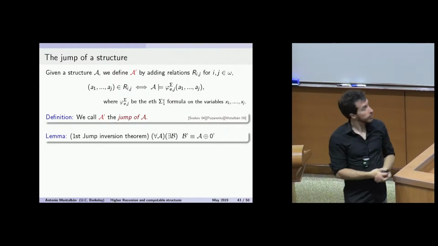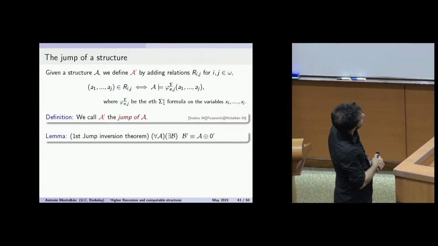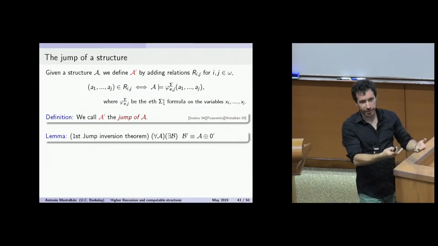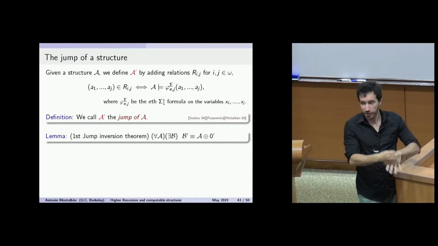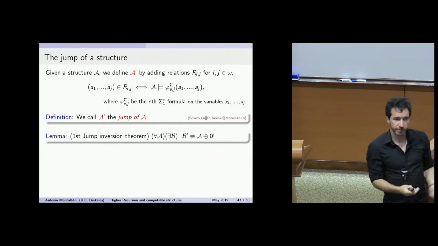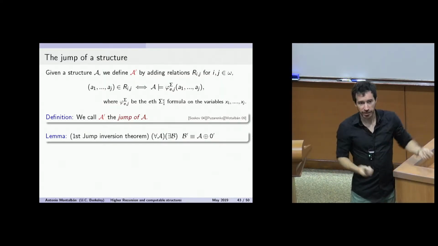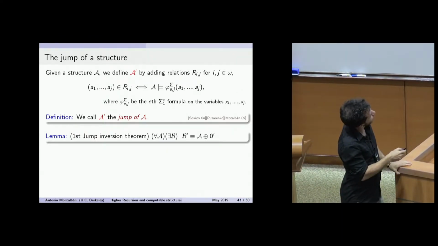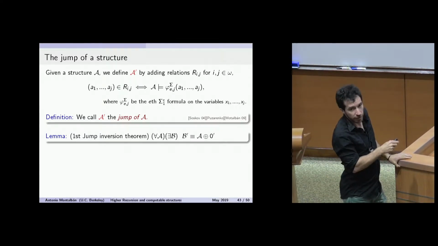There are two jump inversion theorems. I think this one is due to Soskov. So the jump inversion theorem, the usual one, generalizes to this type of jump. But when you generalize a theorem into a larger setting, sometimes there are different ways of generalizing it. And in this case, there are two different ways of generalizing this theorem. So I call them the first jump inversion and the second jump inversion. This one says that if you have any structure A, you can find a B that jumps to it.